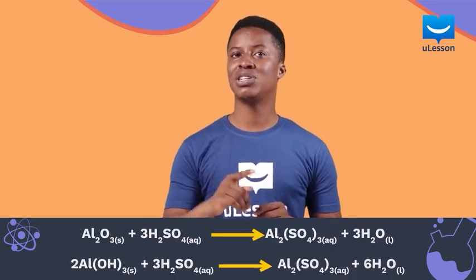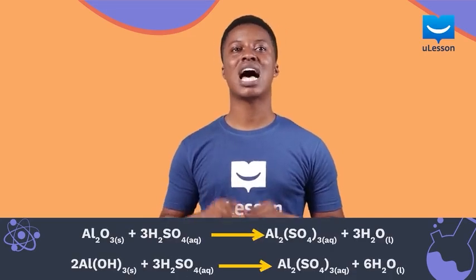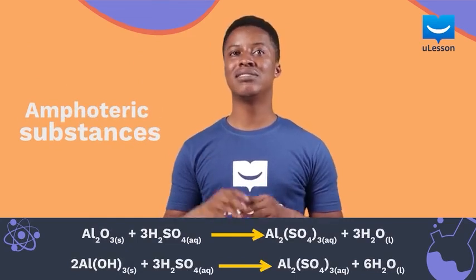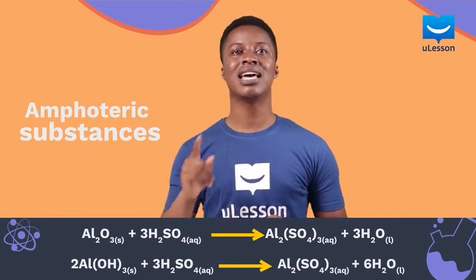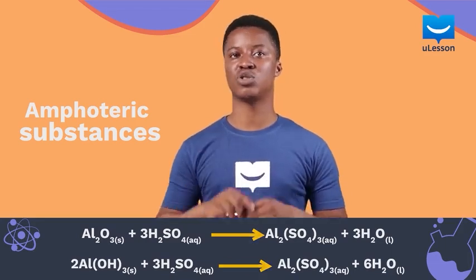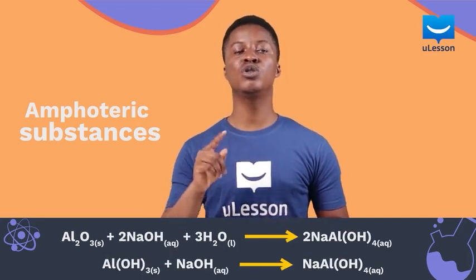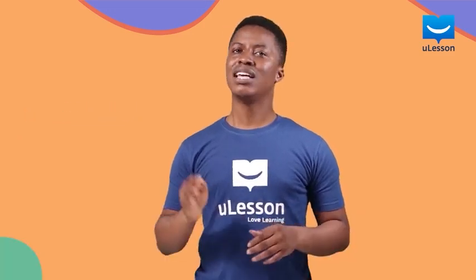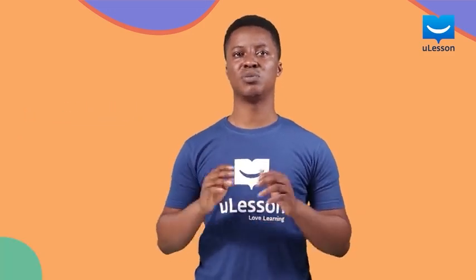Both aluminium oxide and aluminium hydroxide are what we call amphoteric substances, meaning that they have both acidic and basic properties. They can neutralize acids to form normal salts, but they can also neutralize bases to form complex salts. Let's move on to the rest of the metals in group 3.